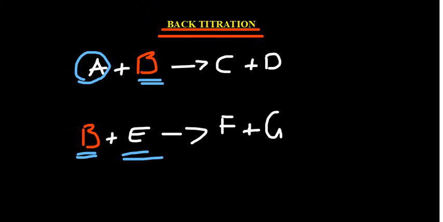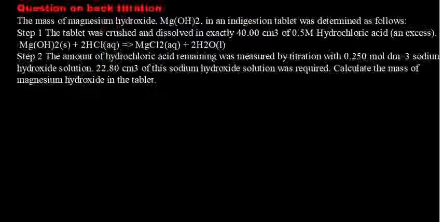After determining the volume of the acid in the second reaction, you subtract it from the initial volume of the acid in the first reaction. The difference is going to give you the volume of the acid that reacted in the first reaction, and that will help you determine its number of moles and relate it with A. So for us to understand that better, let's do an example question.